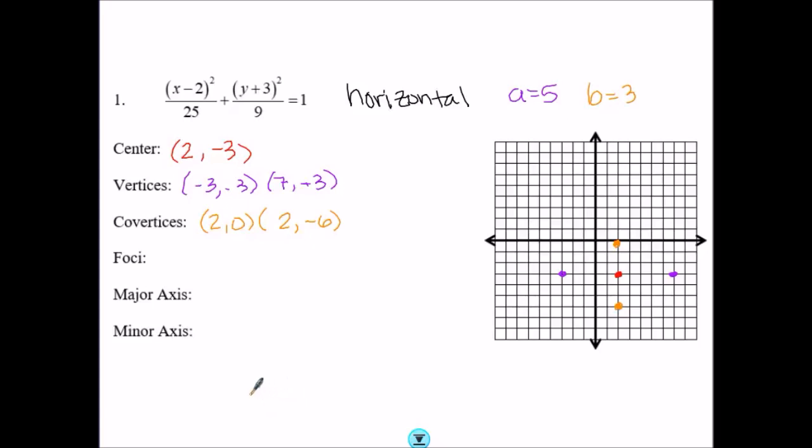Then to find our foci, we need to find the value of C. So we mentioned on the last slide that C is going to be the square root of A squared minus B squared. So C will be the square root of 16, which is 4. So this means that our foci are 4 units from the center. So those points are -2, -3, and 6, -3.